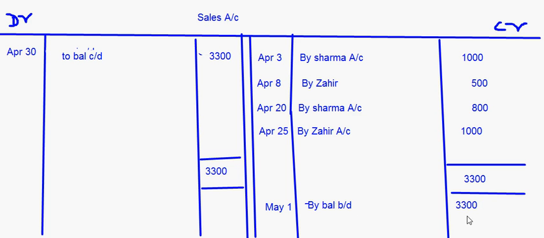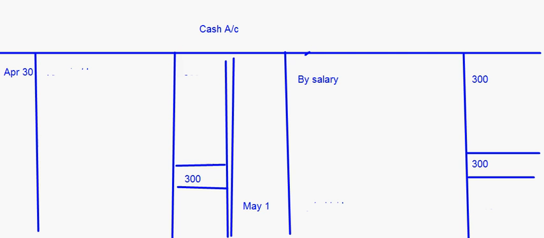Okay, cash account, this is only one entry, by salary. So here on April 30th you will need to have to balance carried down. This is 300 rupees, right? And on May 1st this will be by balance brought down, 300 rupees. Okay, so this is the balancing figure here, and so it has a credit balance of 300 rupees.